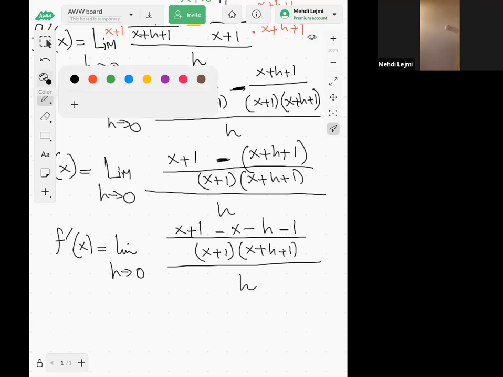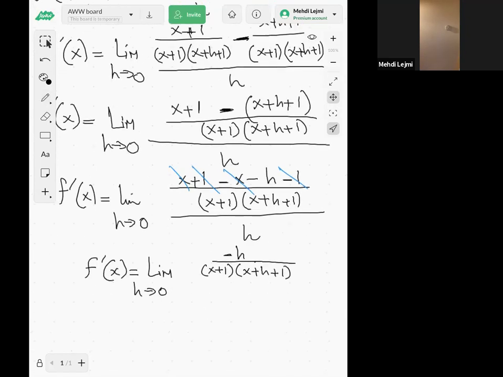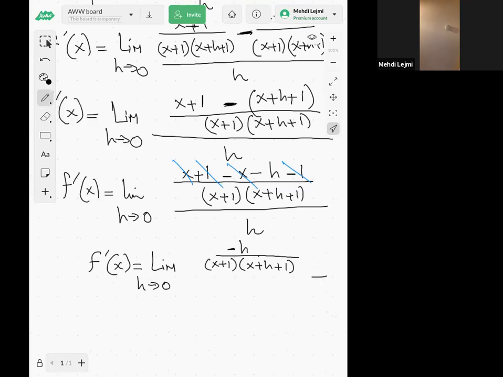Now we have a simplification in the top. My x minus x cancel out, and 1 minus 1 cancel out, so there's only minus h left in the top. So f prime of x is the limit as h goes to 0 of minus h over x plus 1 times x plus h plus 1, and then the whole fraction is divided by h. Just be careful here with division of fractions: you can write the denominator h as h over 1, so you have to flip this fraction.